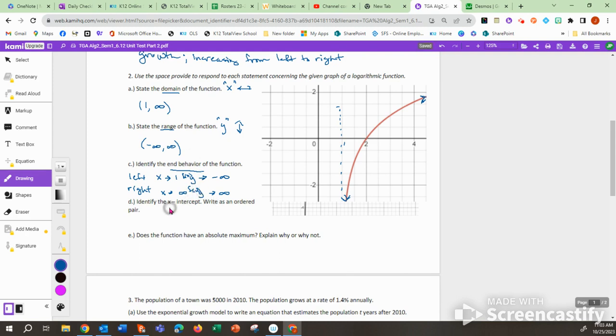D says, what is the x-intercept? Write your answer as an ordered pair. So this graph crosses the x-axis here at 2. That would be the ordered pair, 2 for x, 0 for y.